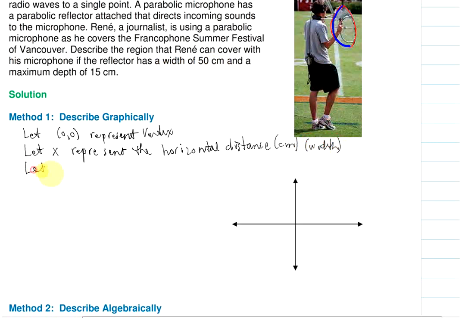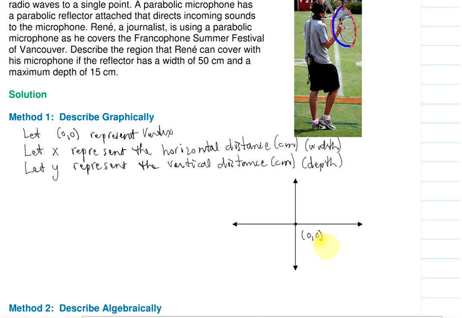And we're going to let y represent the vertical distance, in centimeters, and that's really the depth of our microphone. So we are going to graph this. We have a point at 0, 0, and that's the vertex of our parabolic microphone.